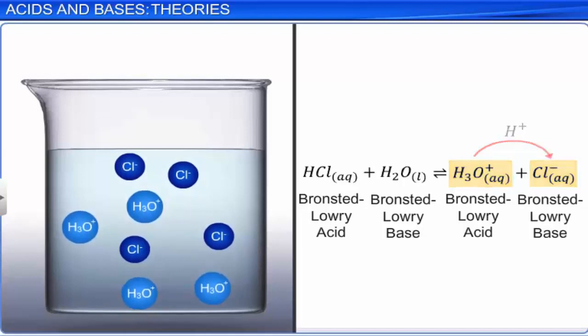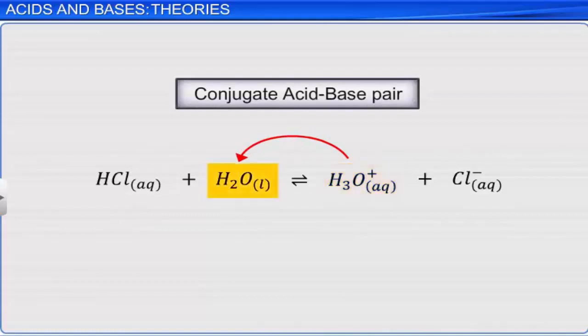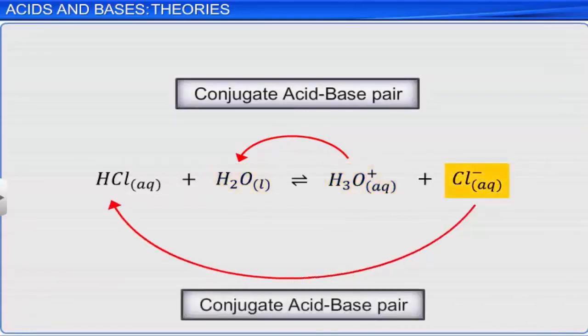Observe that the H3O+ ion, H2O, and the HCl and Cl- ions differ from each other by a proton only. Therefore, you can say that H3O+ is the conjugate acid of the base H2O, and Cl- is the conjugate base of the acid HCl.